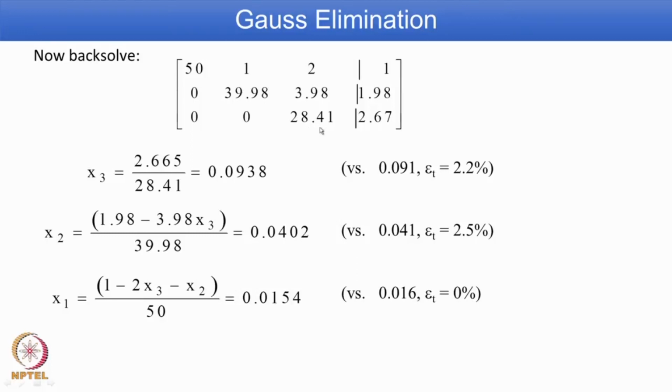So, backward substitution, we start from the last row. The last row is 28.41 into x 3 equal to 2.67. So, if you perform it you get the value as 0.0938. We compare this against the exact value, that is 0.091, and the error is approximately 2.2%. We do the back substitution. So, second row will give you the x 2 value and first row will give you the x 1 value as shown here, and the corresponding deviation percentage with respect to the true value is also shown here. So, they are within acceptable level, that is 2 to 2.5%.